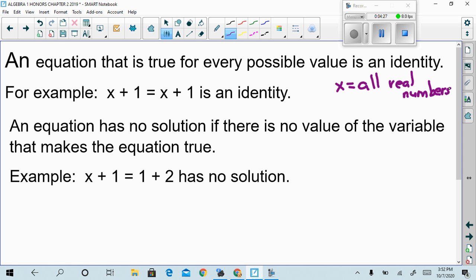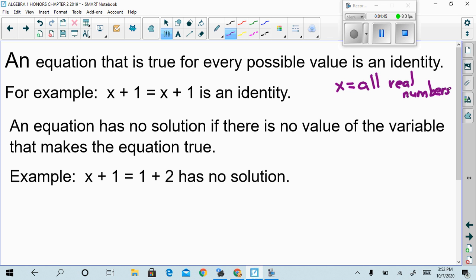Because an identity says any value of x, I could pick 5. 5 plus 1 equals 5 plus 1. True statement. 6 is equal to 6. Negative 6 equals negative 6. Negative 5 equals negative 5. Once again, an identity.